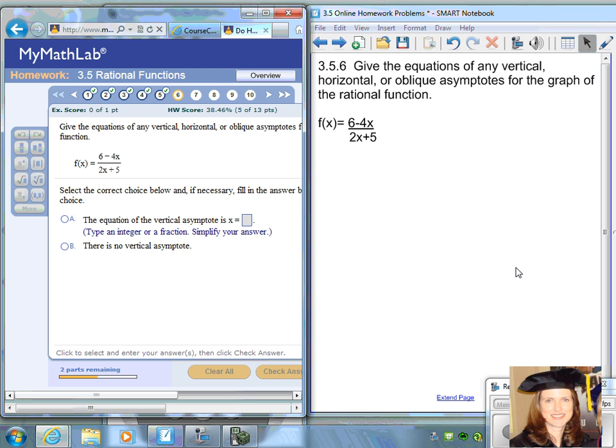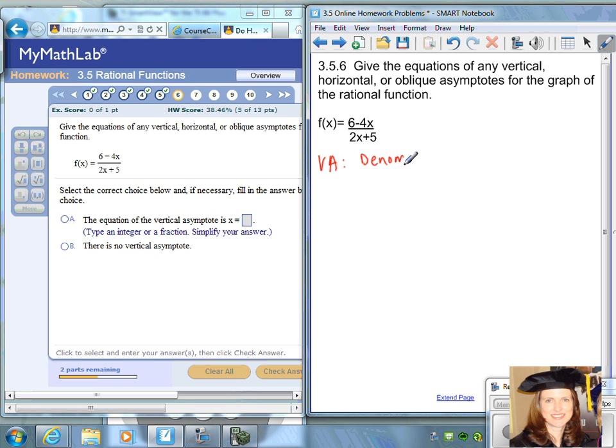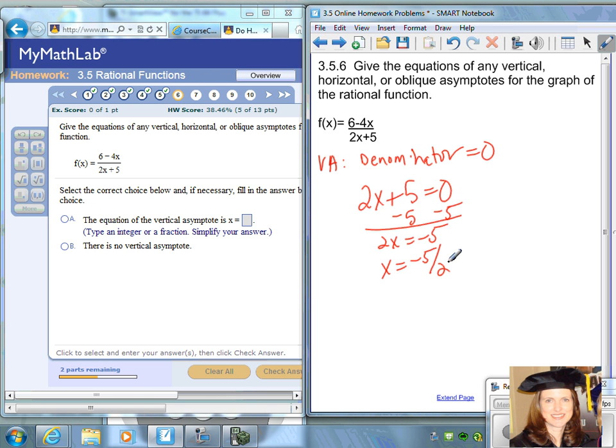Again, we want to give the equations of any vertical, horizontal, or oblique asymptotes for the graph. The way that you find the vertical asymptote is by setting the denominator equal to 0. Set the denominator equal to 0, and we get 2x plus 5 equals 0. And we're going to solve this for x. We do that by subtracting 5 from both sides. We get 2x equals -5. So x is equal to -5/2. That's our equation of the vertical asymptote.